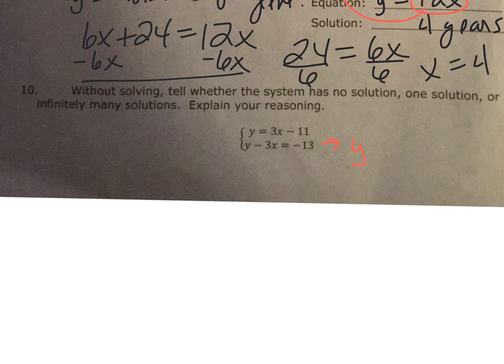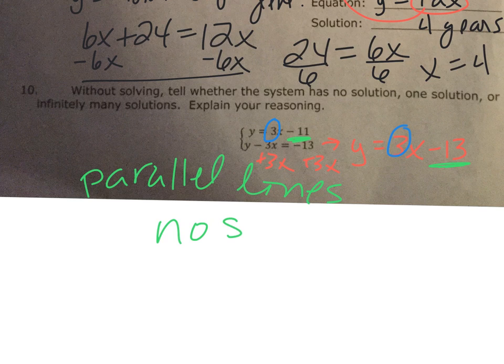So when I add the 3x to both sides to get rid of the 3x on that side, I get y equals 3x minus 13. So they have the same slope and they have different y-intercepts, so they're not the same line. So that means these are parallel. And we know that parallel lines have no solution. So no solution is the correct answer.